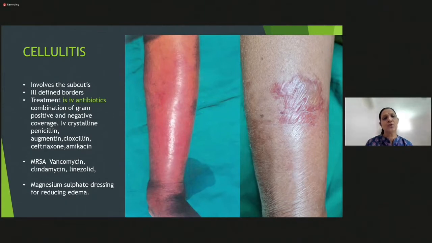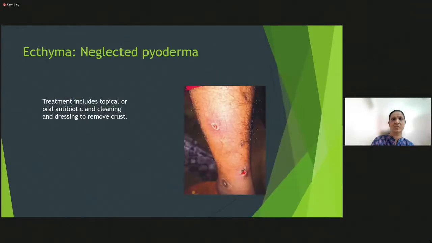In MRSA, usually we give vancomycin, linezolid, clindamycin, and for pain relief, paracetamol, and magnesium sulfate dressings are done so that the edema can be reduced. So this is the treatment of cellulitis.